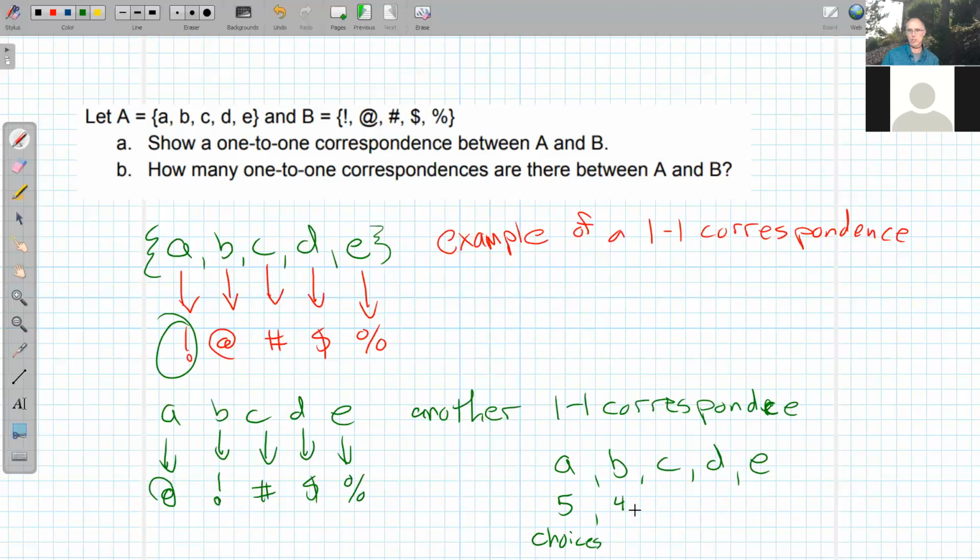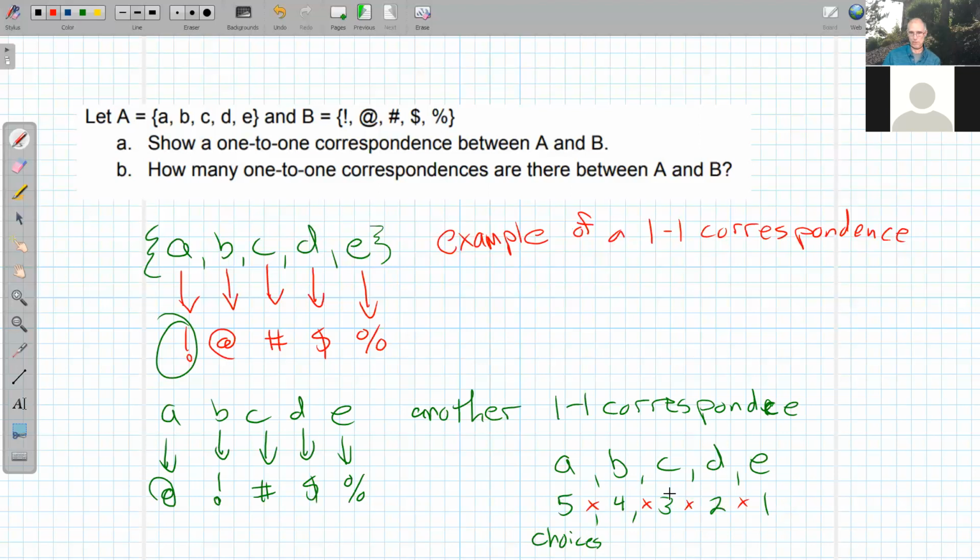B has 4 choices. And then C, because A and B are married, right? There's 3 choices left for C. There's 2 choices for D. And once I've married A, B, C, and D, E is stuck with whoever is left. And it turns out when you have these discrete choices like this, you can just multiply them together, and that gives you all possible outcomes. So 5 times 4 times 3 times 2 times 1.